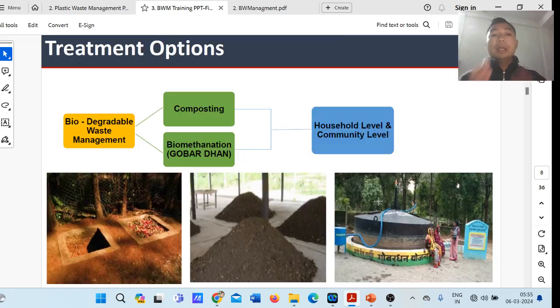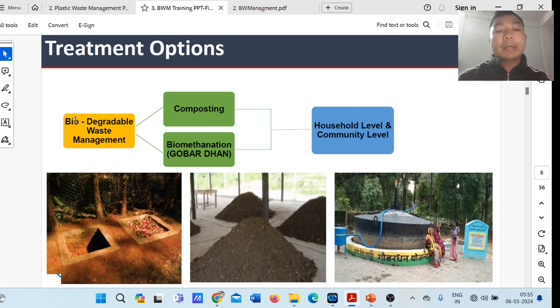And now after approving at the village level, we do different methods. In the village, this is biogas generation. This is methanation, also called biomethanation. And this is the product of biocomposting. So we have many scopes, many ways in which biodegradable waste management can be done.